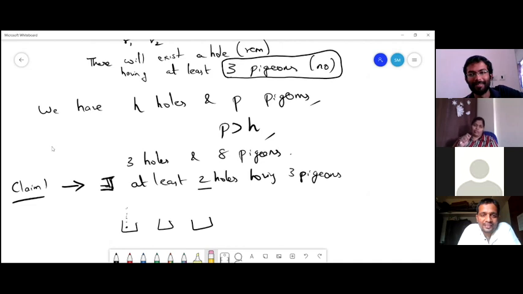Actually, we are trying to map that problem with this, so that's why. So right, now we are trying to make a more general statement, like in the form of pigeonhole principles. Okay. So we have 3 holes and 8 pigeons. What is the statement that you can make about the number of pigeons in a hole?